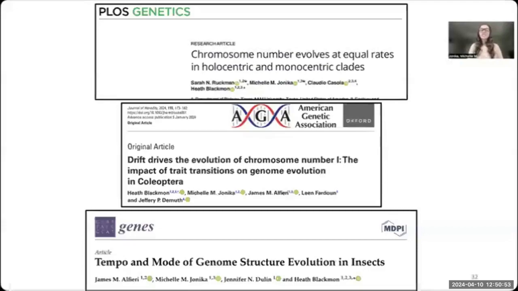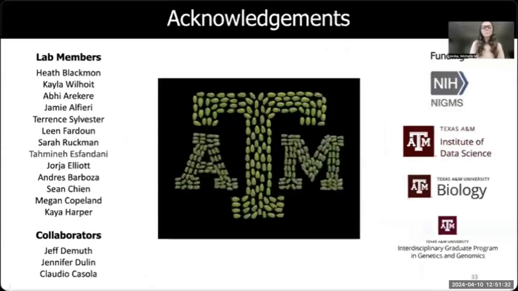And if any of y'all are more interested in reading more about some of the amazing additional analyses that I was not able to present today, all three of the studies that I talked about today are published. And so the first study that looks at chromosome type is in PLOS Genetics. The next study that looked at the fitness effects of chromosome evolution is in the Journal of Heredity. And then lastly, where we looked at broadly the tempo and mode of genome structure evolution in insects, that article is out in Genes. And so I'd love to answer questions later on if you have any about these projects, or if you'd like to read more, I invite you to look at these papers.